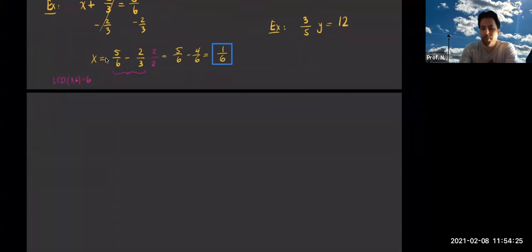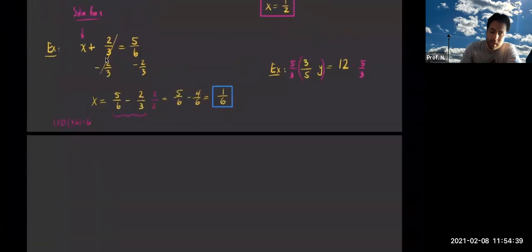You can multiply, but what do we multiply by? When we have a fraction in front of the variable, I want to get rid of that, right? I multiply by the reciprocal, right? That's what we do. We multiply by 5/3, and we multiply both sides by 5/3. So this step here, we multiply both sides by the reciprocal of the fraction in front of the variable.